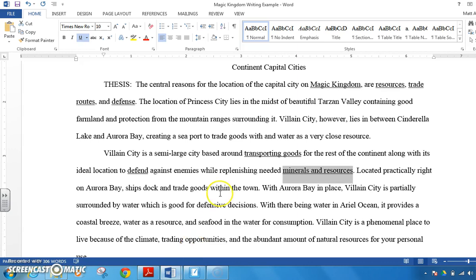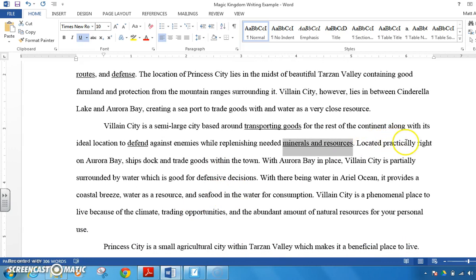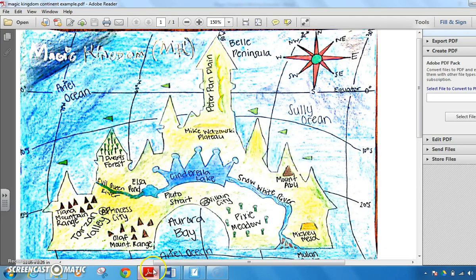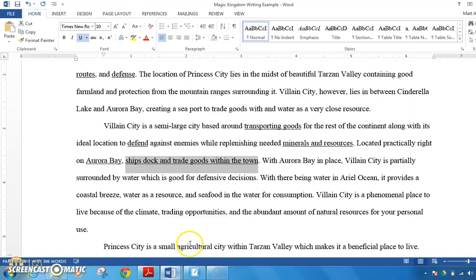The chunk looks like this. Located practically right on Aurora Bay, there's the example, ships dock and trade goods within the town. Excellent. That's the elaboration. Notice if I'm looking at the map, Aurora Bay is here. So they used a proper noun and example and explained that the trade routes are used with the bay that's here. Fantastic. That's chunk number 1.